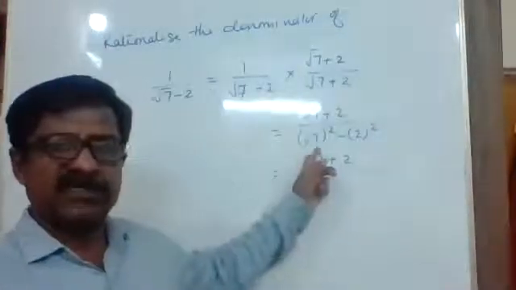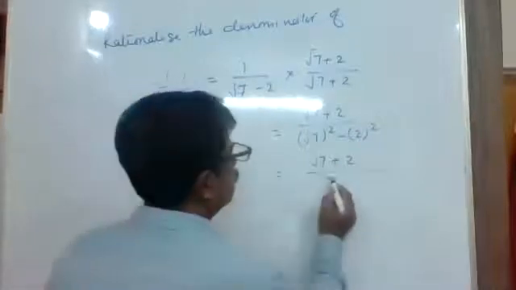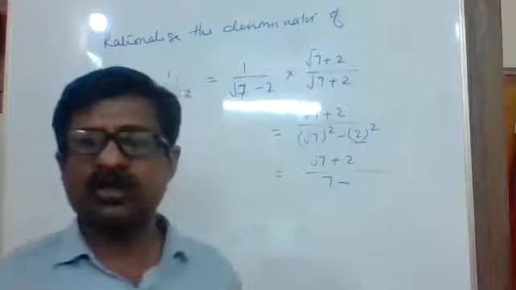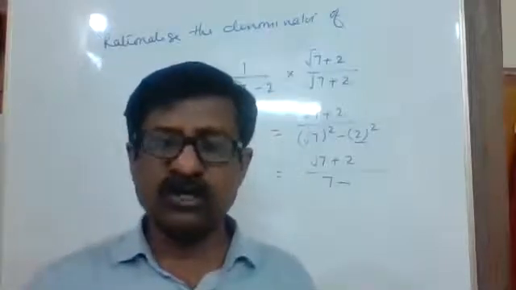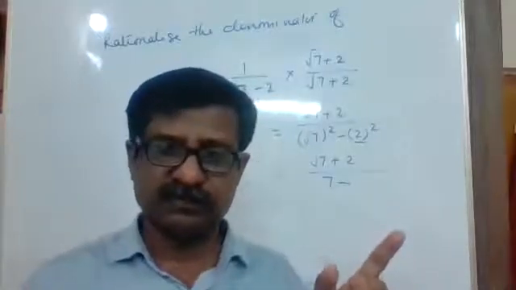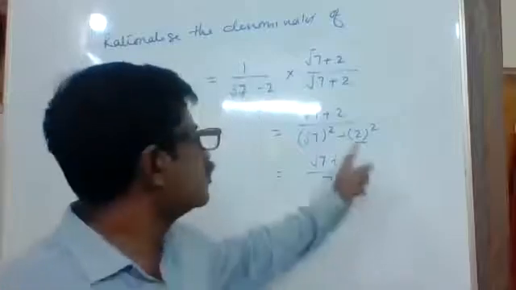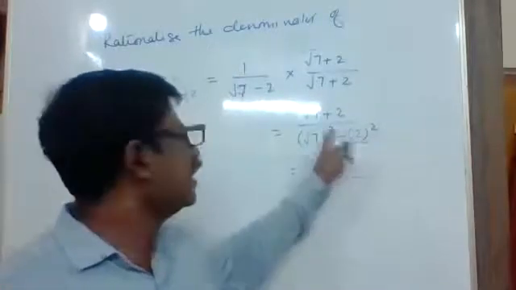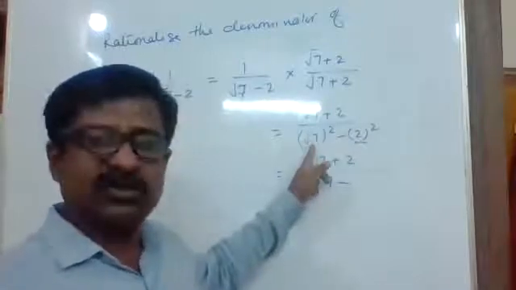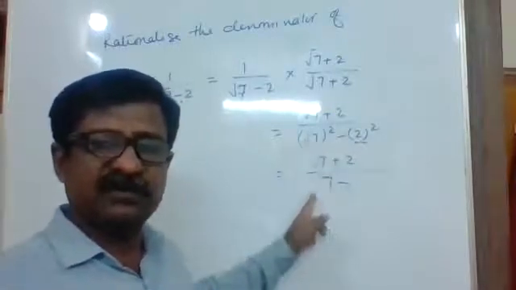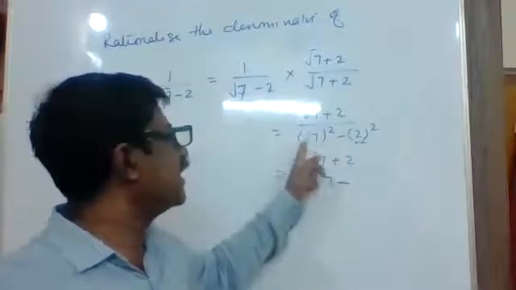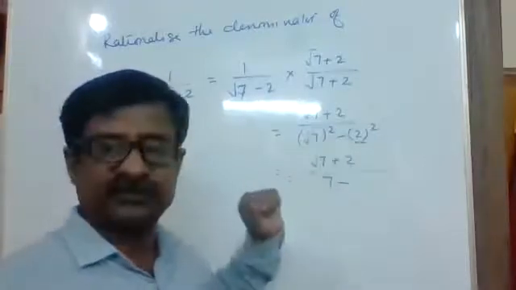root 7 whole square is 7 and 2 whole square. 2 whole square is 4. This is not root 2 whole square. You don't have to write 2 directly. This is not root 2. This is 2 square. The children used to make a mistake over here. When you multiplied root 7 2 times, we got only 7, because root and square both will be cancelled and 7 will be left.